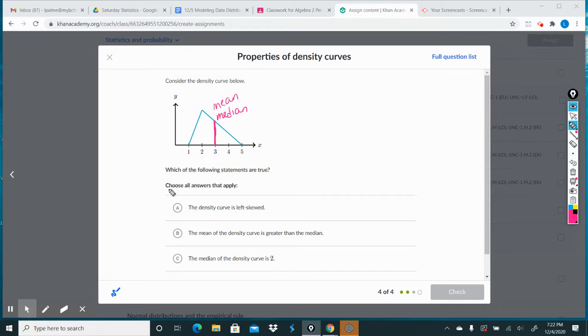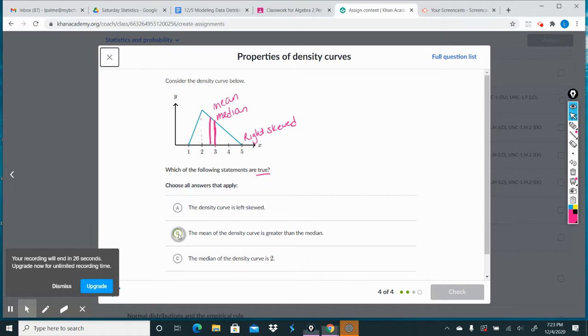So here, for the density curve, which statements are true? The density curve is left skewed. We know here that this is right skewed, so we know that A is incorrect. The mean of the density curve is greater than the median. We could probably say that the median is right about here, maybe more like 2.75. So that could be true. The median of the density curve is 2. That we know is definitely false, because that would leave us right here for the median. So our answer must be B.